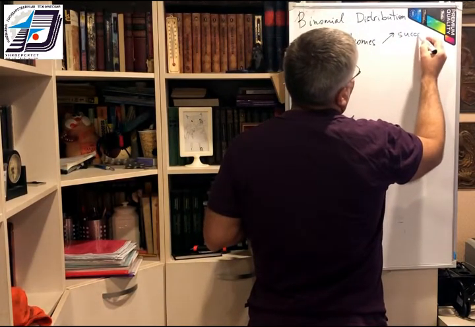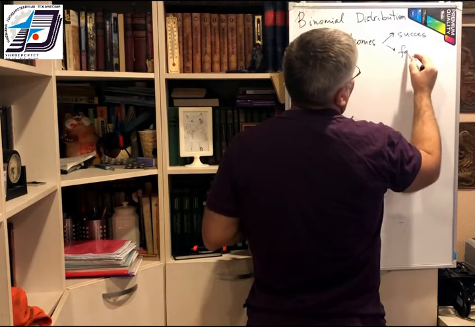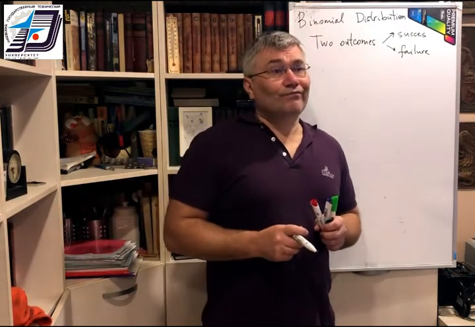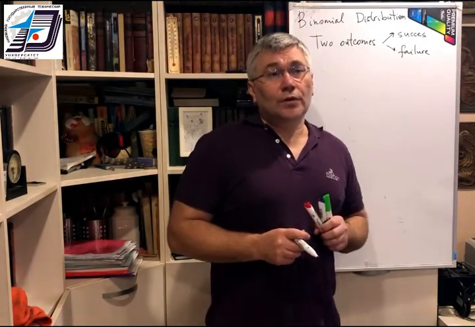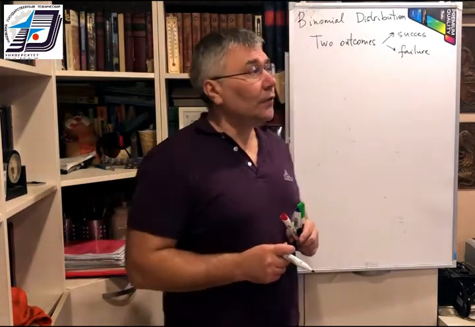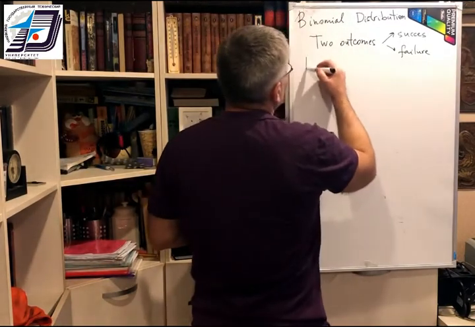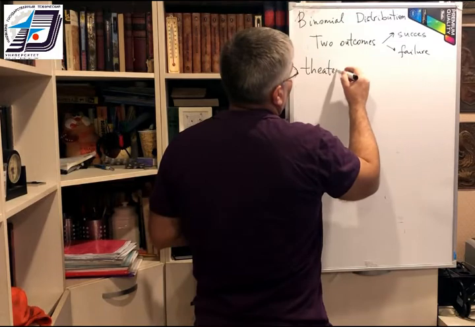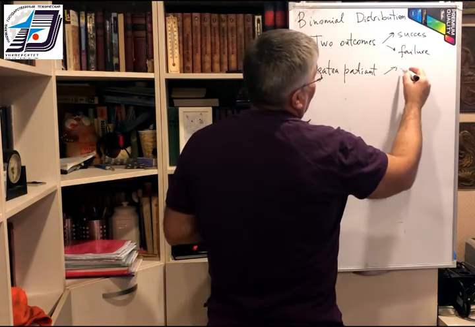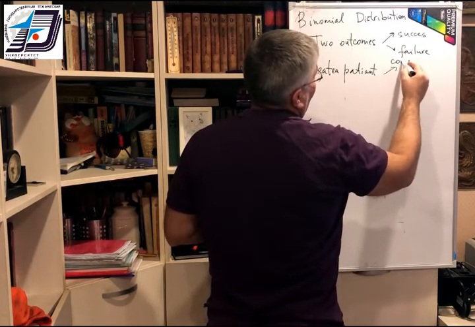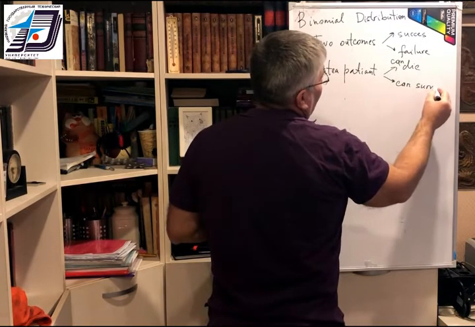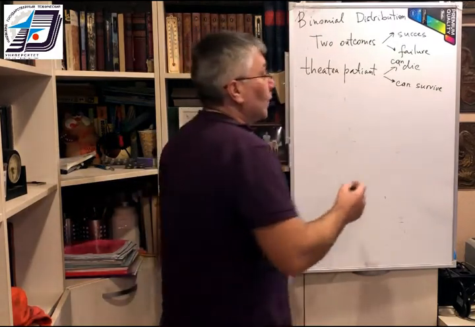Success or failure. It's a very useful and very important distribution, because there are a lot of examples in real life. For example, the treated patient can die or can survive after surgery.